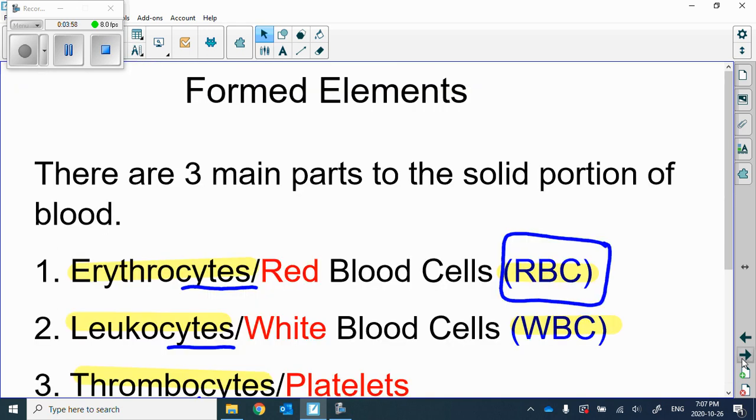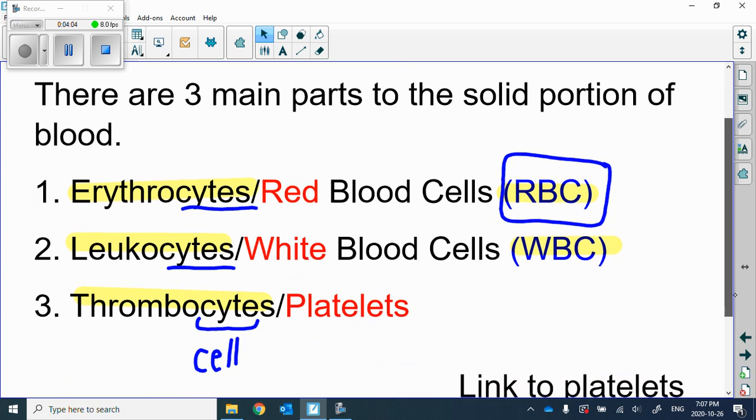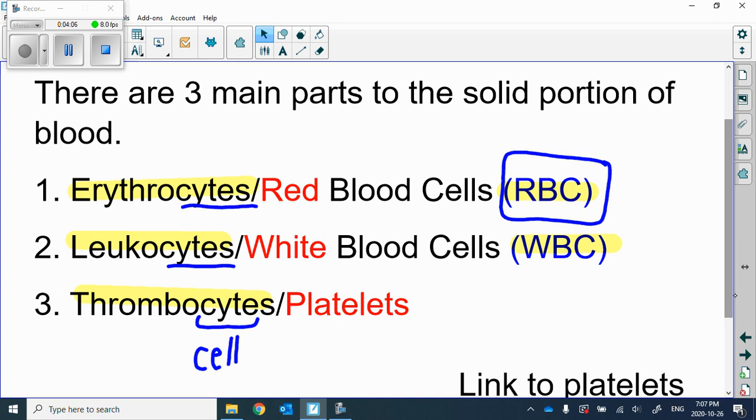So those formed elements, the solid portion of your blood, are made up of erythrocytes. So these are your red blood cells, and you need to know that fancy science word. You need to understand the term erythrocytes is your red blood cells. And red blood cells, I often get lazy and just abbreviate RBC. That does not mean the Royal Bank of Canada.